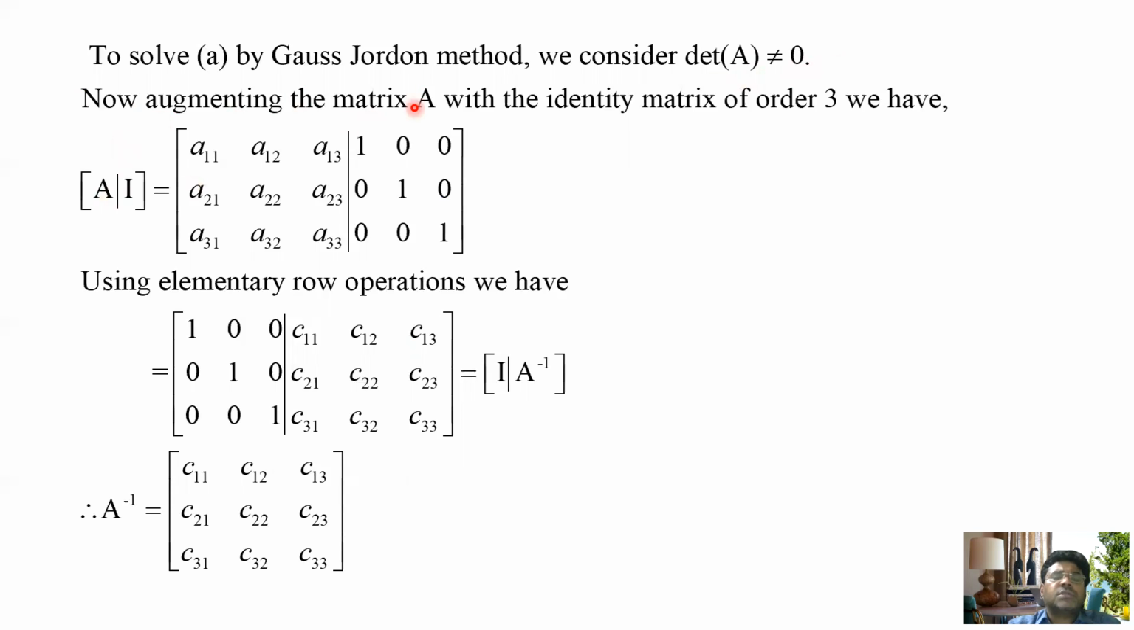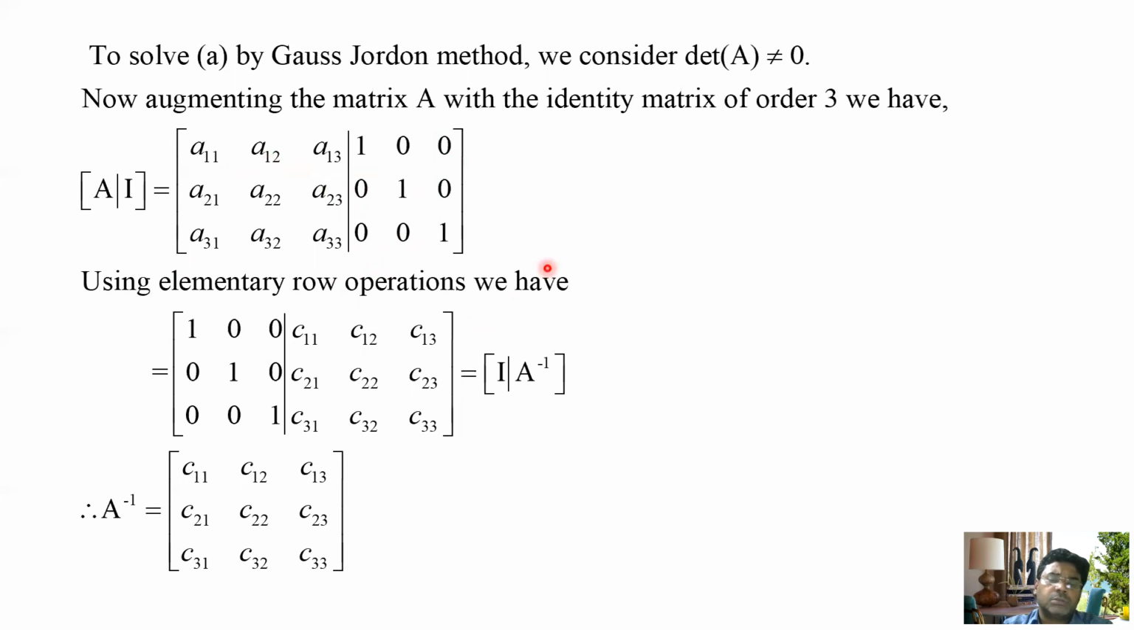Now write the augmented matrix A with the identity matrix of order 3. Why is it order 3? Because your A matrix is order 3. So that means for the augmented matrix you should write the given A matrix along with your I matrix, separated by a line. This is your A matrix and this is your I matrix. What is our target?